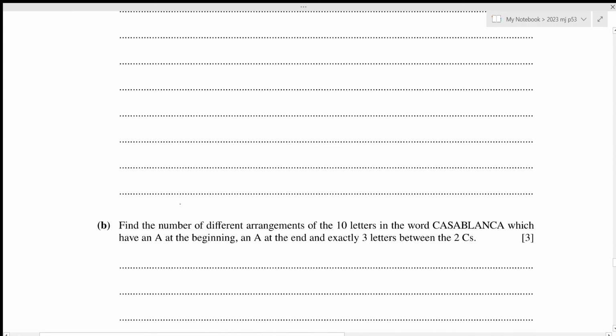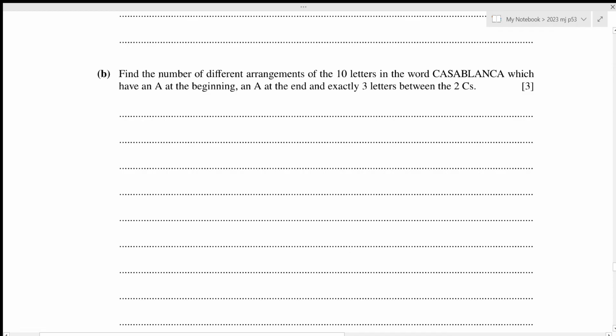Let's move towards the second one. We are now looking at the number of different arrangements of the 10 letters in the word Casablanca, which have an A at the beginning and an A at the end, and exactly 3 letters between the two C's. Okay, so 1, 2, 3, 4, 5, 6, 7, 8, 9, 10. 10 letters. We have A at the beginning, A at the end. We require 3 letters between the two C's.